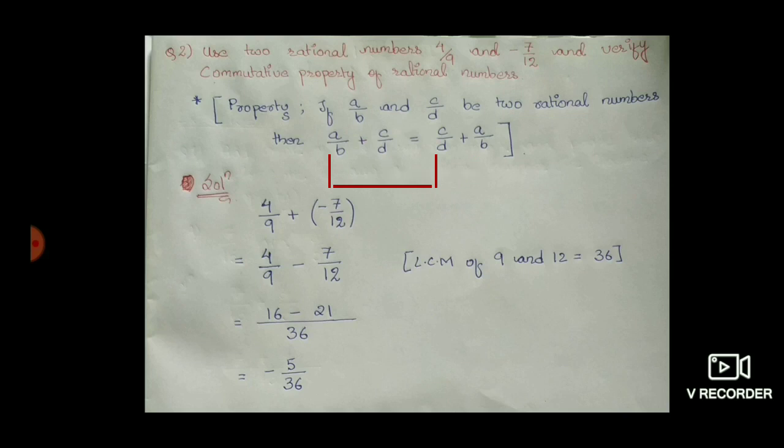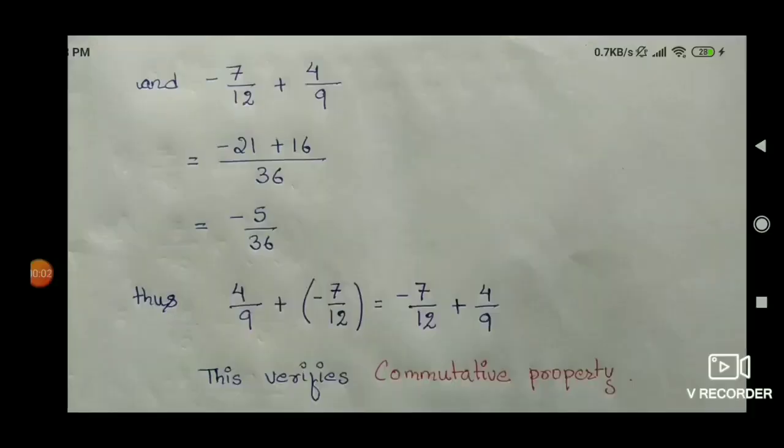So for this question, on adding 4 by 9 and minus 7 by 12, we will get the LCM of 9 and 12 as 36, which is written in the denominator, and in the numerator it will be 16 minus 21, and that is equal to minus 5 by 36. But here we have written minus 7 by 12 as the first term and 4 by 9 as the second term. But the result is the same, that is minus 5 by 36.